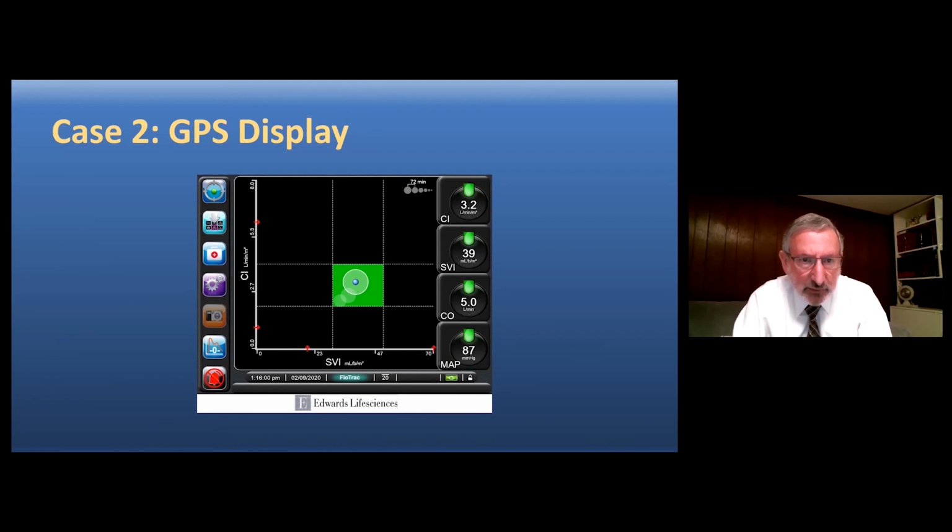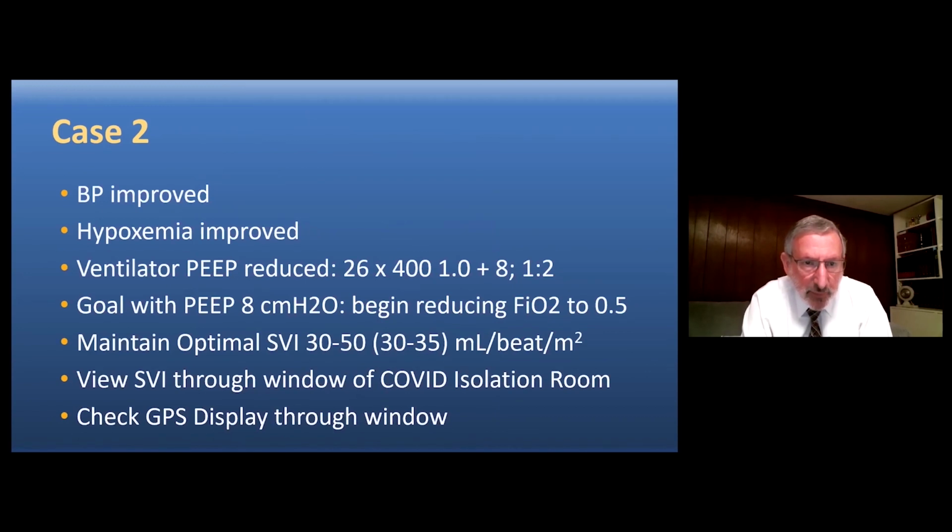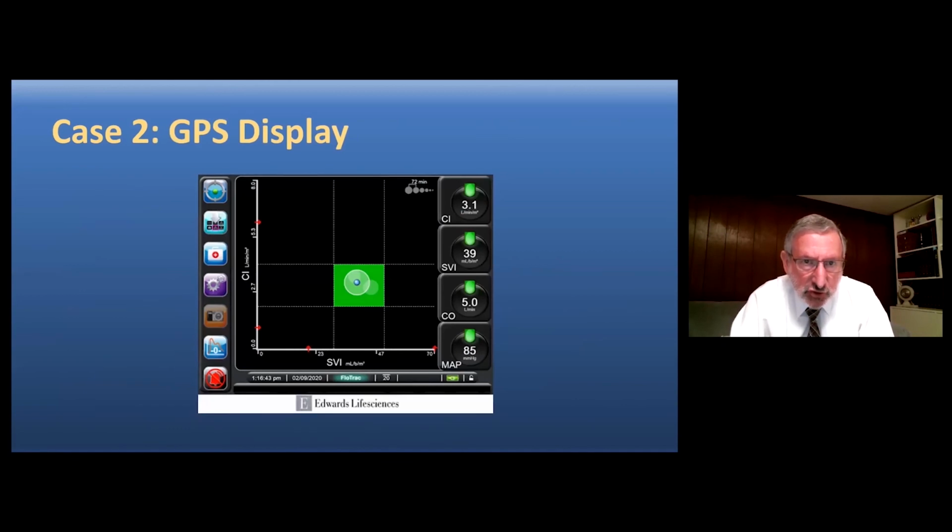So in this case, the GPS display was very helpful. We especially like it during COVID season because you can view it through the window in an isolation room and get your information that is easily seen below the green box, in the green box, above the green box, and let you tailor your therapy. So a GPS display has been something we like to judge how much fluid needs to come off, but not too much.